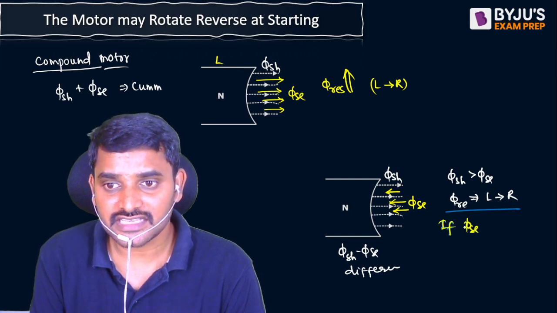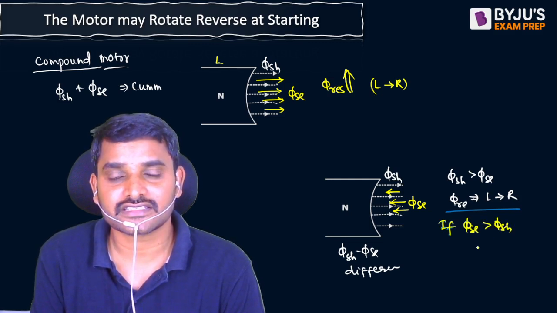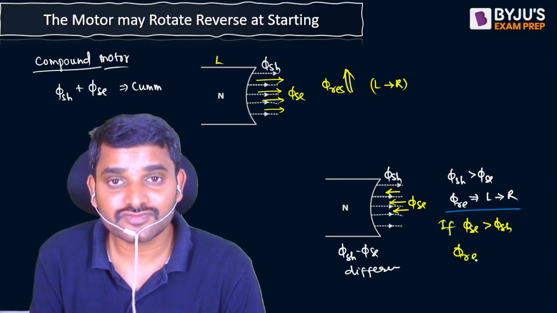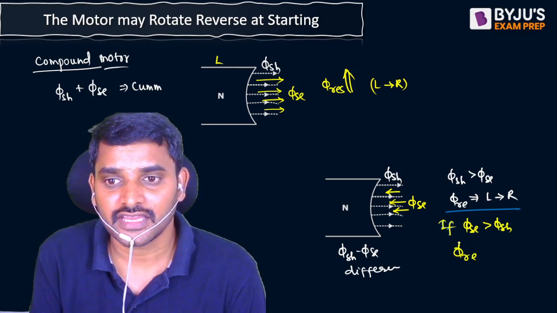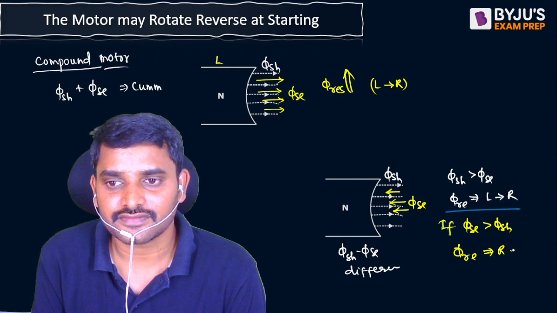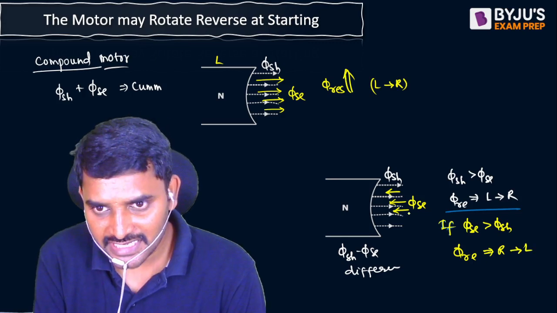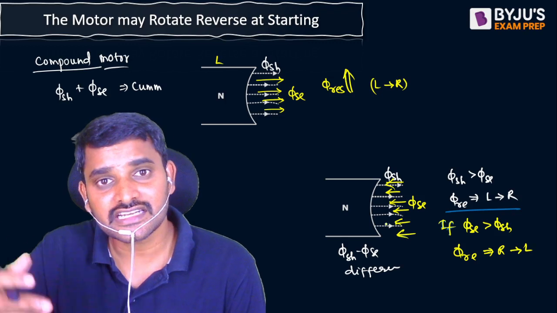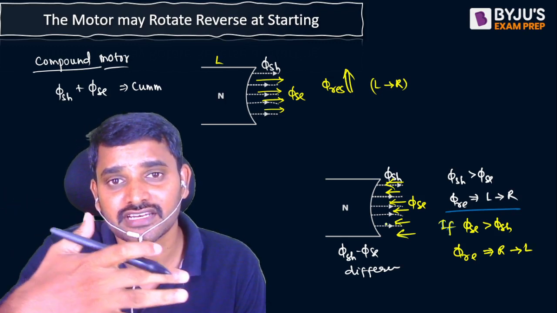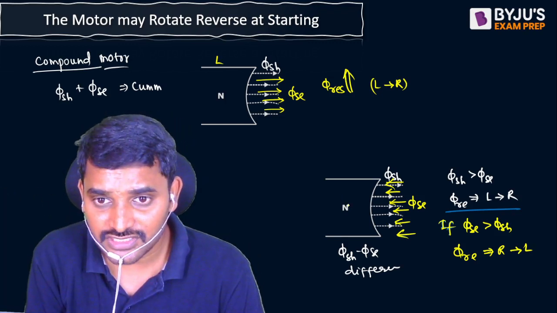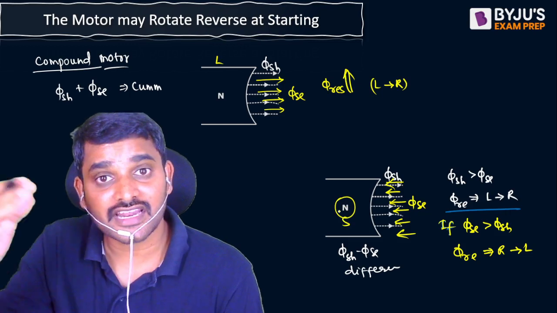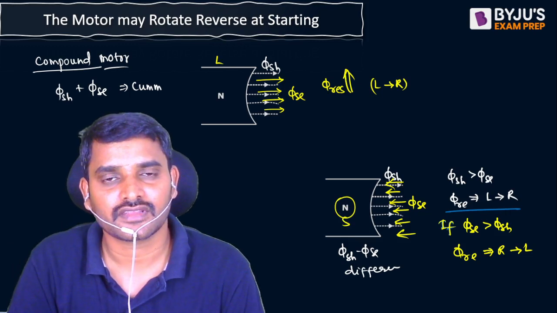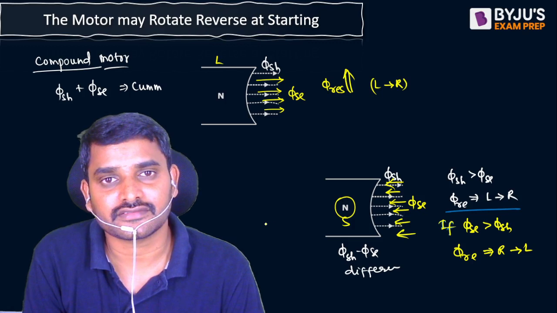But for a change, if series field flux lines are greater than the shunt field flux lines, then the resultant flux lines will no more be left to right. It will be right to left. If the series field flux lines dominate the shunt field flux lines, the resultant flux is from right to left. Now this will become south pole, and on the right side it will be north pole. How is it going to happen is a question.